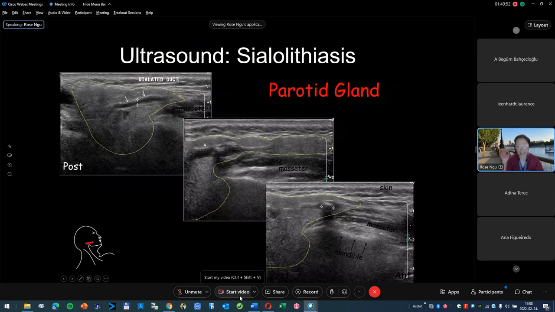Here, you can have the stone in the submandibular gland, which is more common. You can also have a stone in the parotid gland, which is less common, but stone can exist in the parotid gland. So, every time you see a dilated duct, follow the duct, see if you could see anything with shadowing that suggests a stone. Here, there's a stone in there, and you could see the duct coming over the masseter. Okay, and here you've got a very long accessory lobe of the parotid gland. That's a normal variant.